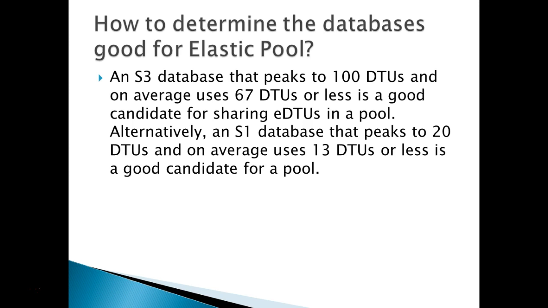So here I have given a very simple example. I have taken this example from the Microsoft website. For any database, if the utilization of resources is on average 67% or less, it will be a good candidate for an elastic pool. So let's take an example. If you have an S3 database that peaks at 200 DTU and on average uses 67 DTU or less, it is a good candidate for sharing eDTUs in a pool.